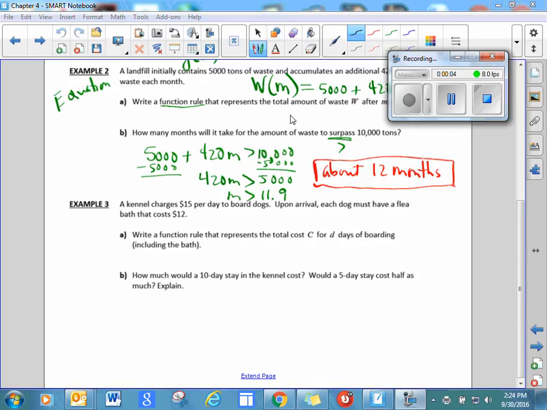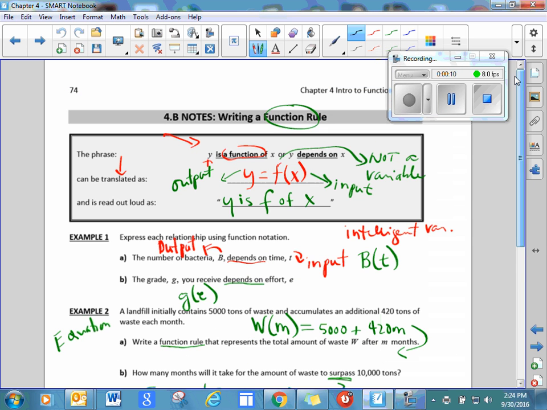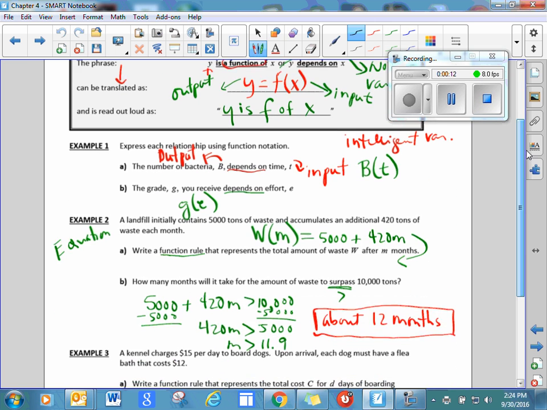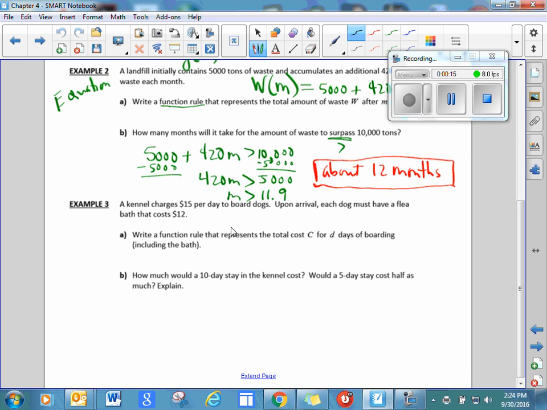Hi guys, more of 4.4b notes. We're on page 74, I believe. Yep. And we've already done example number 1 and example number 2. We're writing function notations. We're writing what the output would be based on the rule of the input. And we're going to go through maybe 2 more examples in this video, and then I'll have some instructions for you.